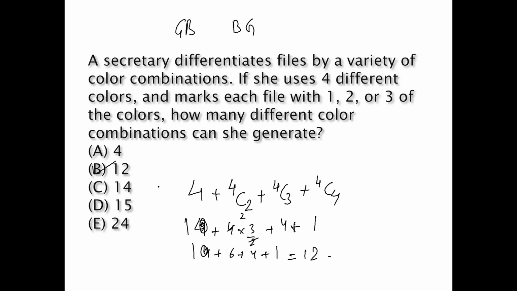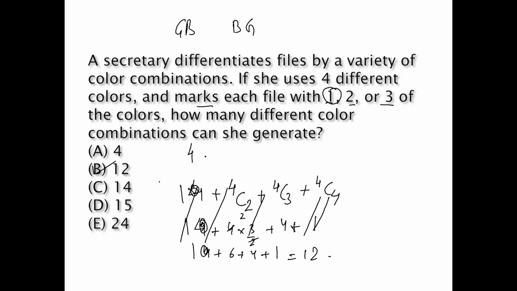Did you understand, guys, what happened here? First, she can choose any. Oh, I think I made one mistake here. Hold on. First, she can choose any 4 colors as a single color combination. Oh, and marks each file with 1, 2, or 3 of the colors. Oh, okay. See, that's when you underestimate a question. That's what happens. So how many ways can she choose one color out of 4 colors?